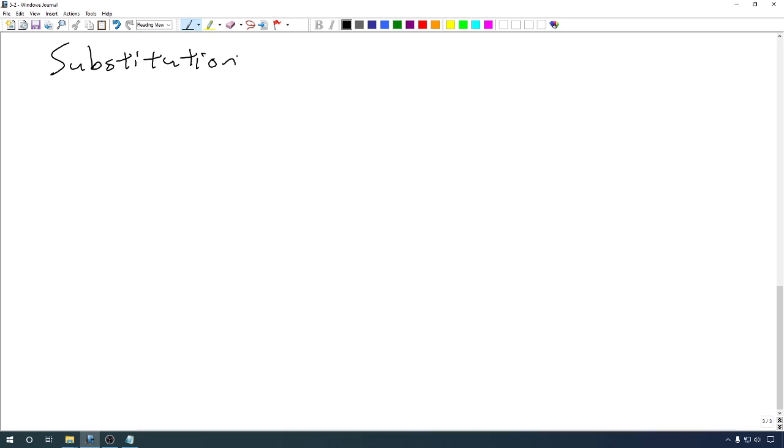And the idea is that when we have an integrand where there's some inside function we would like to not have there, something we would like to simplify, we're going to follow some steps. We're going to, 1, set a new variable. Just going to use u.